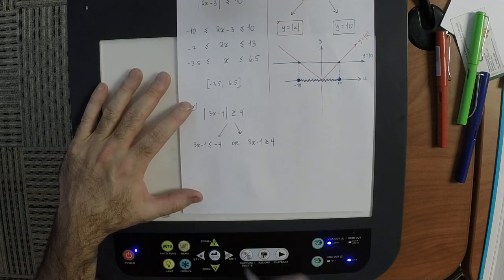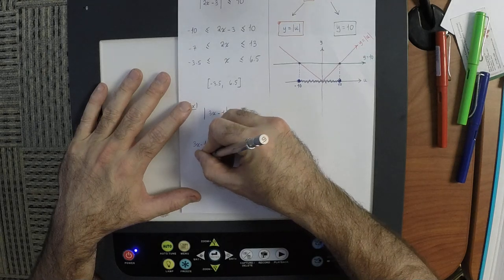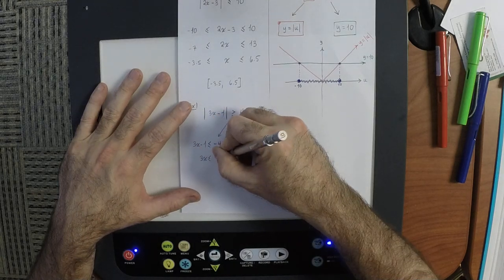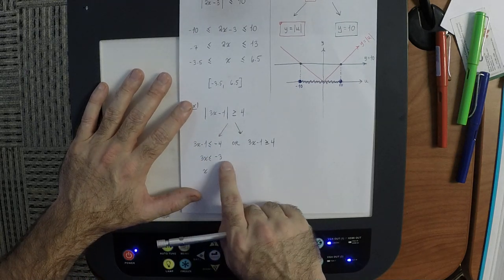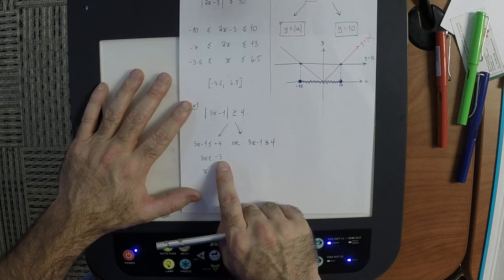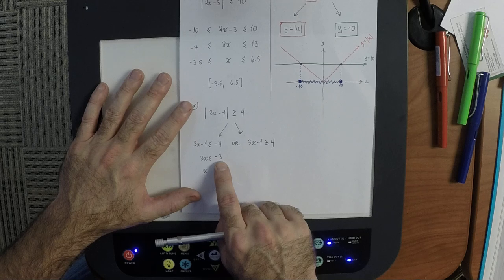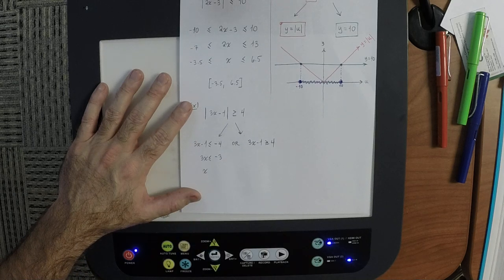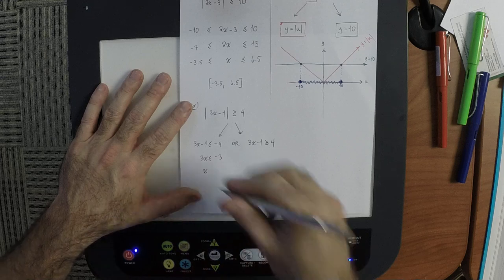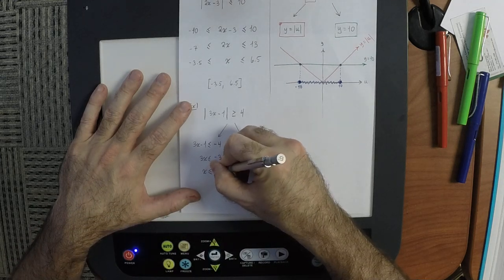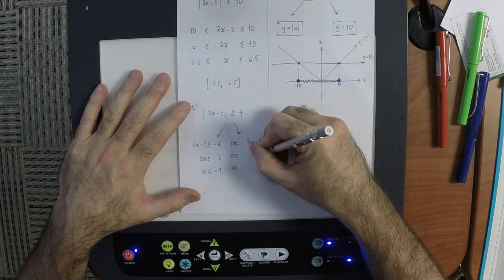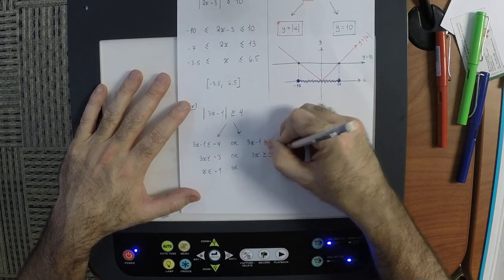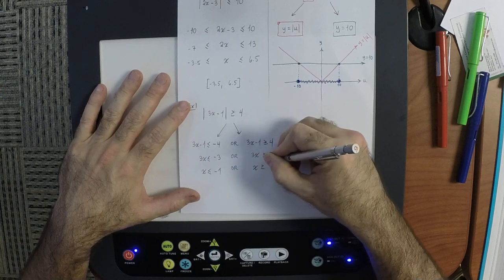Okay, so add 1. 3x less or equal to negative 3, divide by 3. Wait a minute. For this one, we're going to divide by 3, but that one's negative. Does that mean we switch? But this one's negative. You're still dividing. But the only thing that matters is that we're dividing by 3. Right. Okay, the other possibility. So 3x is greater or equal to 5, so x is greater or equal to 5/3.